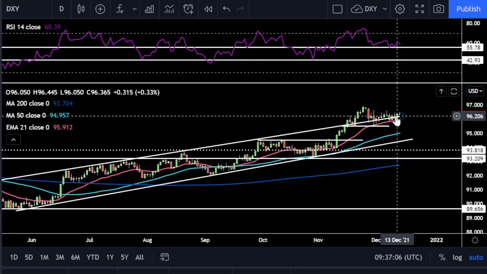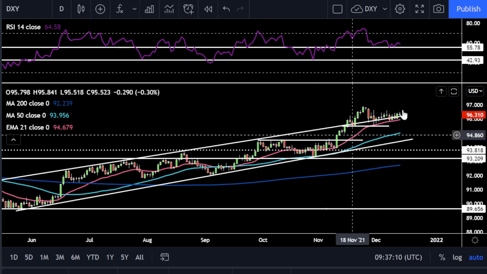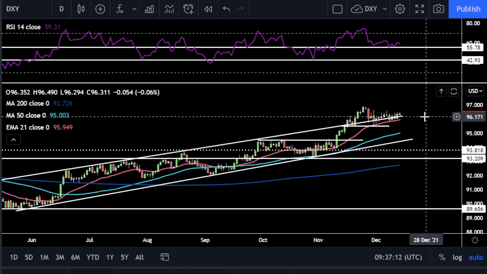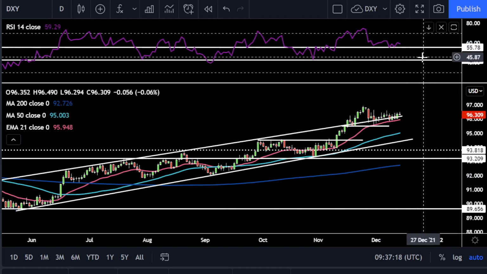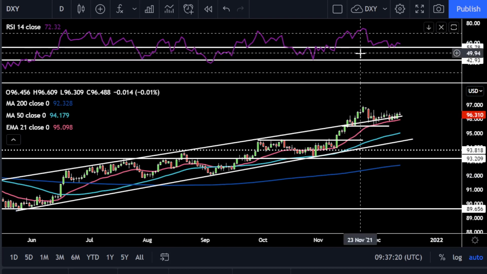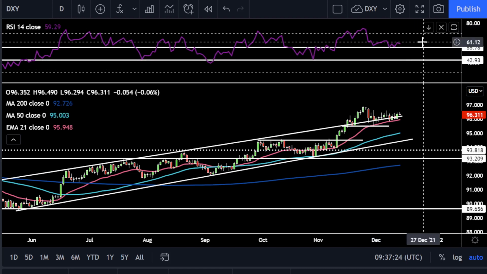Just above its upper trend line of the ascending channel, that's also providing a bit of support there to price. We've obviously got the round number at 96.2, which is helping. The RSI is just above this sort of channel that it formed range. It's just bouncing above the 55 level, keeping its head above that.